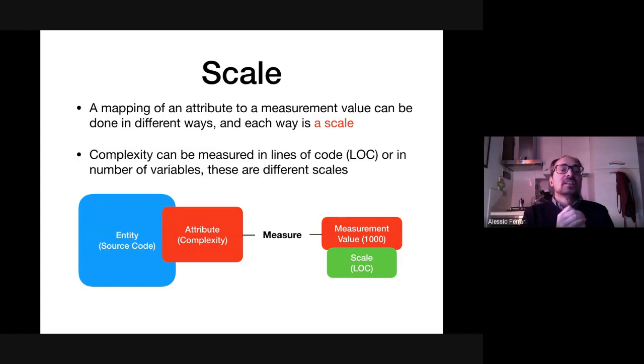In this case, you see in the picture the entity that is source code. The attribute is again complexity. I can have a measurement value that is 1,000, the one that I showed before, and the scale is LOC, which is lines of code. I could use another scale, for example, number of variables to identify complexity, which is another scale. I can use the complexity estimated by a user, and the measurement value will be very complex, and the scale will be complexity by the user, evaluated complexity. I can invent, let's say, different scales.